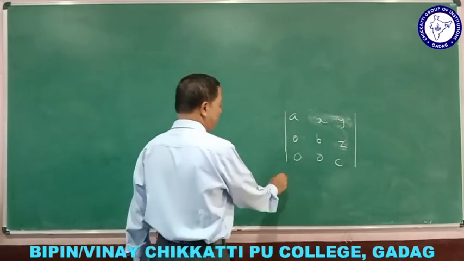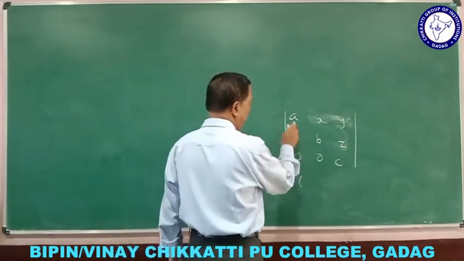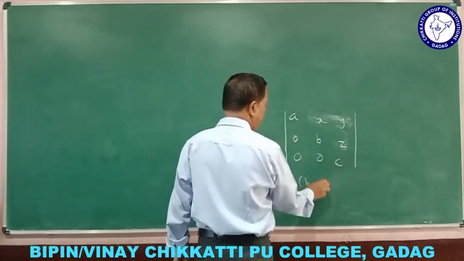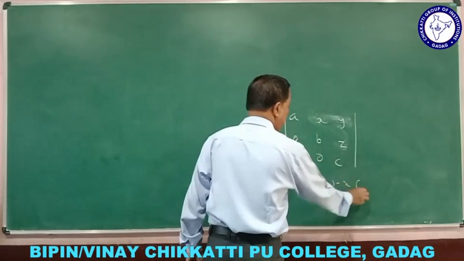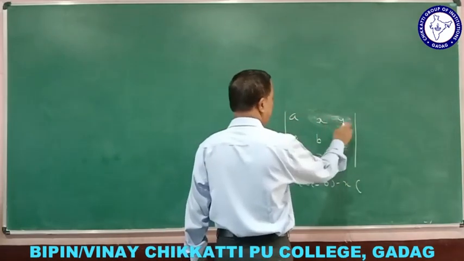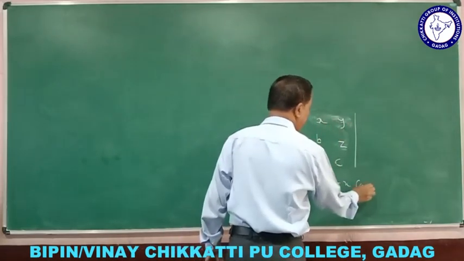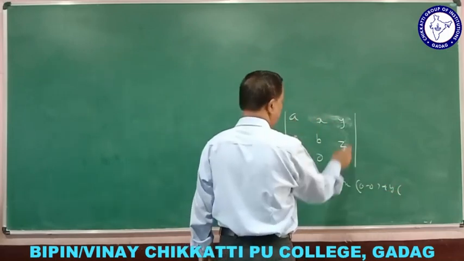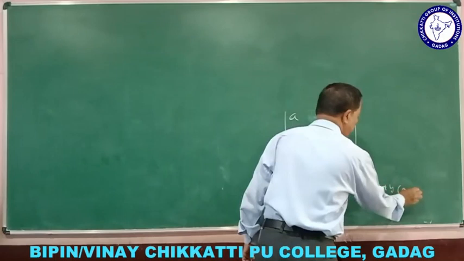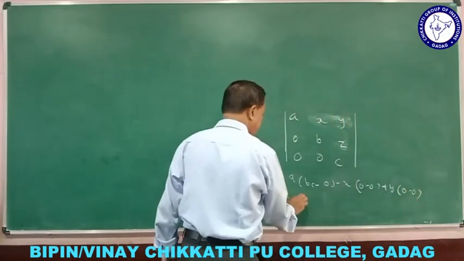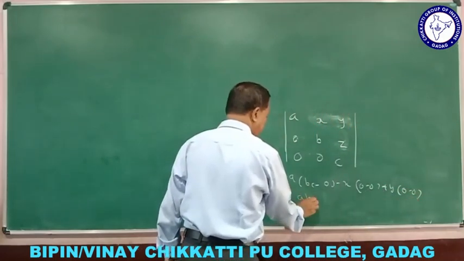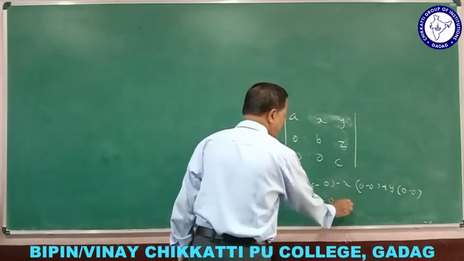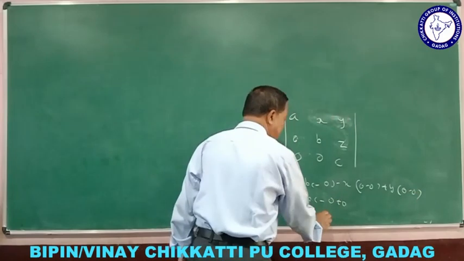Suppose you expand this: a into bracket, you have to leave this a, and this bc minus 0, minus x into bracket, this 0 minus 0, plus y into bracket, you have to leave this and this, 0 minus 0. So what do you see? ABC minus 0 plus 0. What is the answer? ABC is the answer you have got.